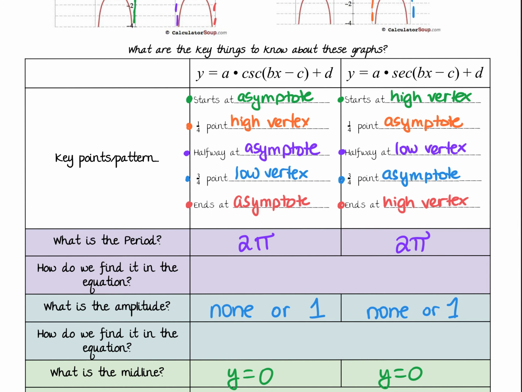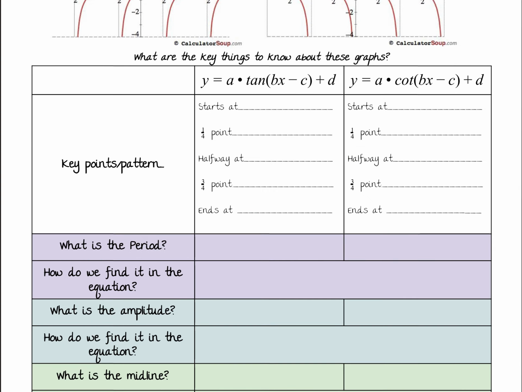All right, let's go ahead and look at the last two. Last but not least, we have our tangent and cotangent graphs. So these were the ones that were a little bit different. The period of the tangent and cotangent graph was just pi. The amplitude, we said there wasn't one for these really at all. And then our midline was the same for all of our graphs.